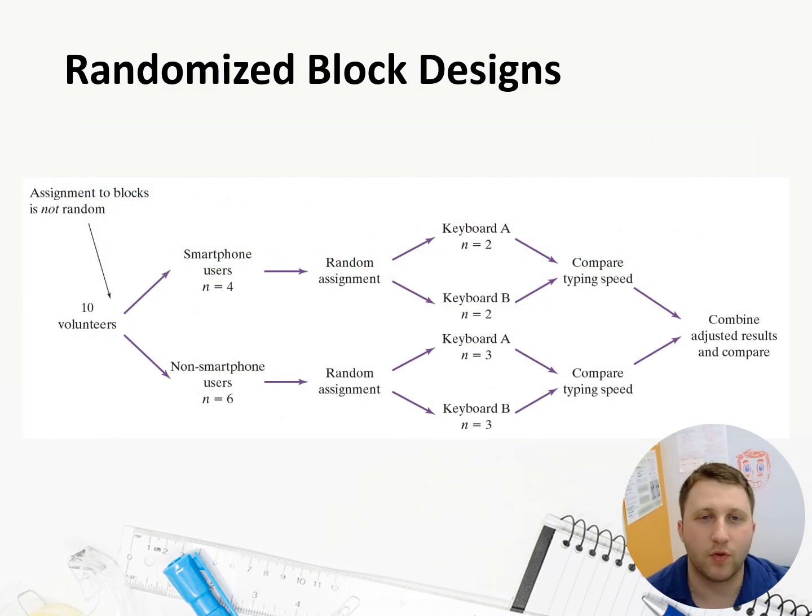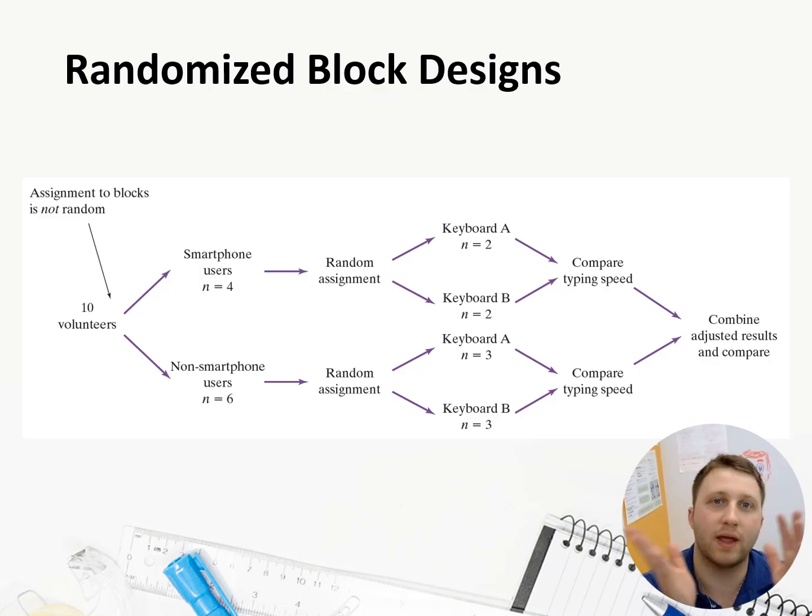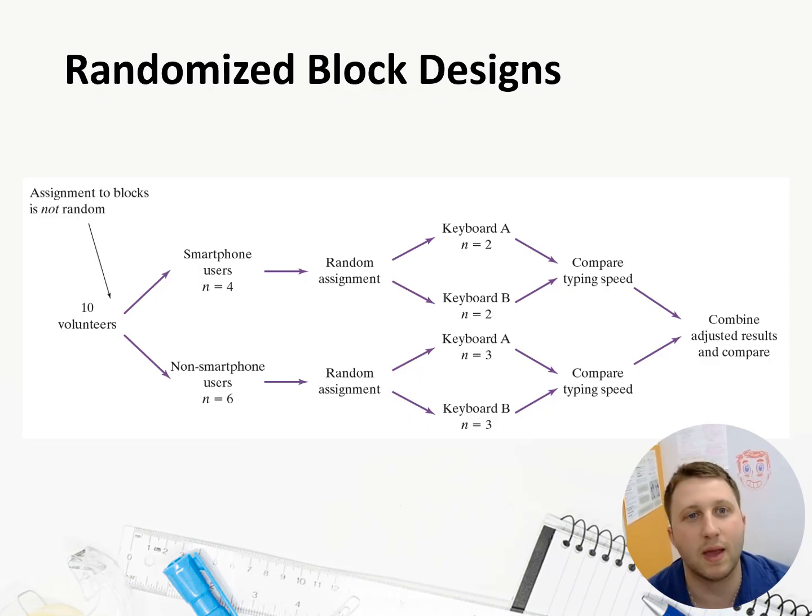And this is a map of what that looks like. So again, we're comparing keyboard A and keyboard B and their effect on typing speed. And maybe we just want to make sure that we evenly distribute the participants, or the subjects, in this study that are already smartphone users. So what you do is you form a block of smartphone users and a block of non-smartphone users. From the 4 smartphone users, you randomly assign 2 to get keyboard A, 2 to get keyboard B. You do the same for the non-smartphone users, 3 and 3, and then you compare typing speed across them. But this way, you control for the fact that you're not going to end up with all the people that have smartphones in one group and all the people that do not have smartphones in the other group.